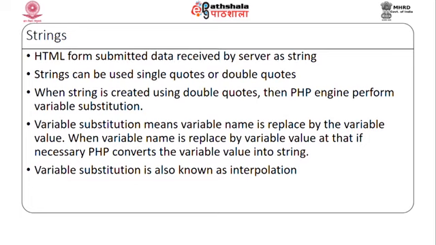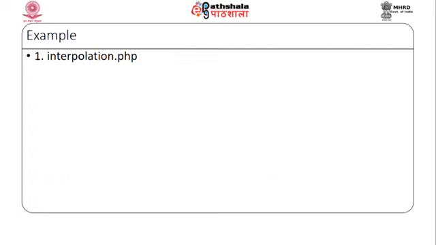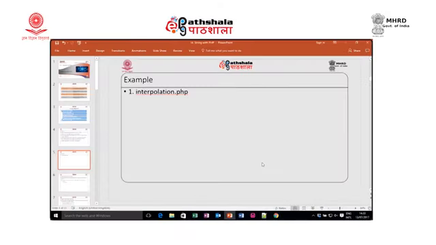When a string is created using double quotes, the PHP engine performs variable substitution. Variable substitution means the variable name is replaced by the variable value, and if necessary PHP converts the variable value into a string to display the result as a string. Variable substitution is also known as interpolation. Let us take one example of interpolation, so let me write code for that.